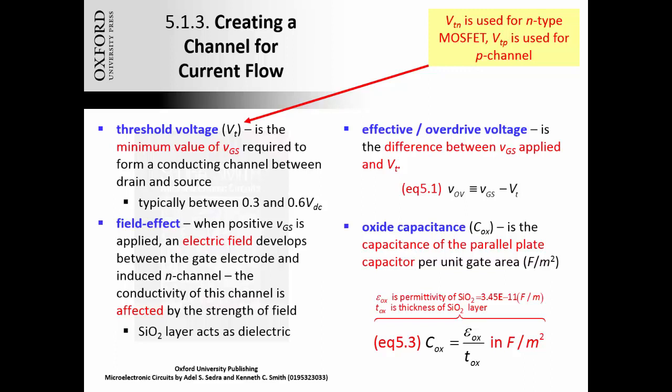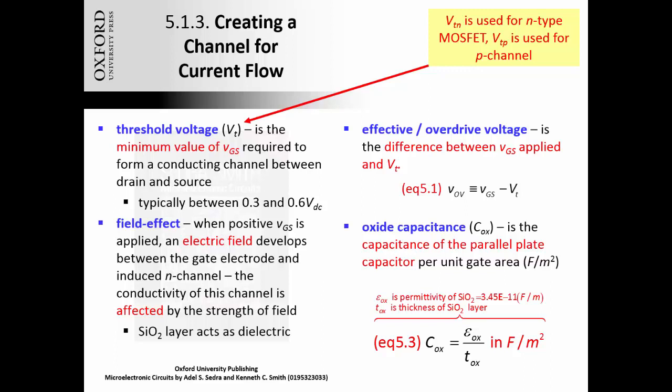And lastly, the oxide capacitance, COX, is actually a capacitance per unit area. So if you recall from university physics, the capacitance formula for a parallel plate capacitor is the permittivity of the dielectric times the area of the plates divided by the separation between the plates, or the thickness of the dielectric, if you will, that's between the plates.